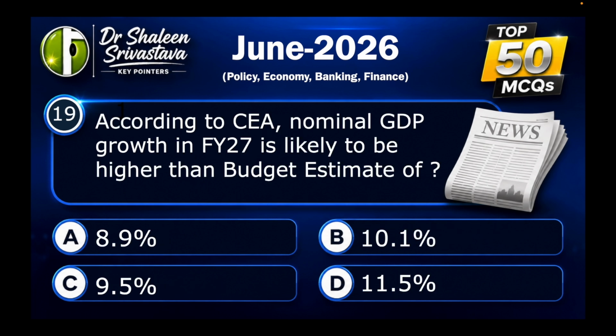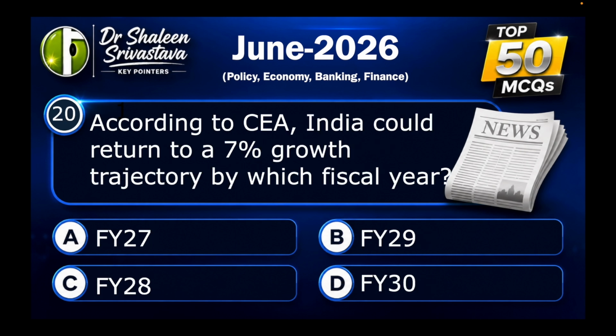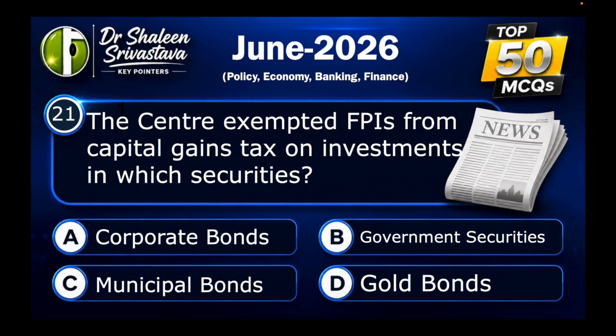According to CEA, nominal GDP growth in FY27 is likely to be higher than budget estimate of. The correct answer is B, 10.1%. According to CEA, India could return to a 7% growth trajectory by which fiscal year? The correct answer is C, FY28. The centre exempted FPIs from capital gains tax on investments in which securities? The correct answer is B, government securities.